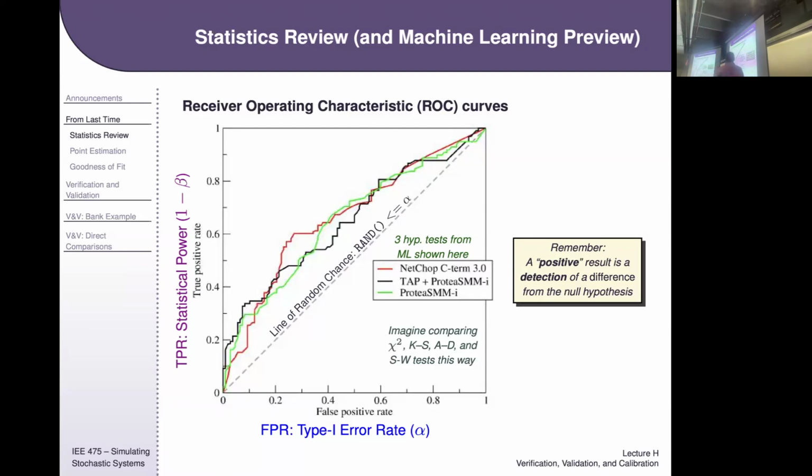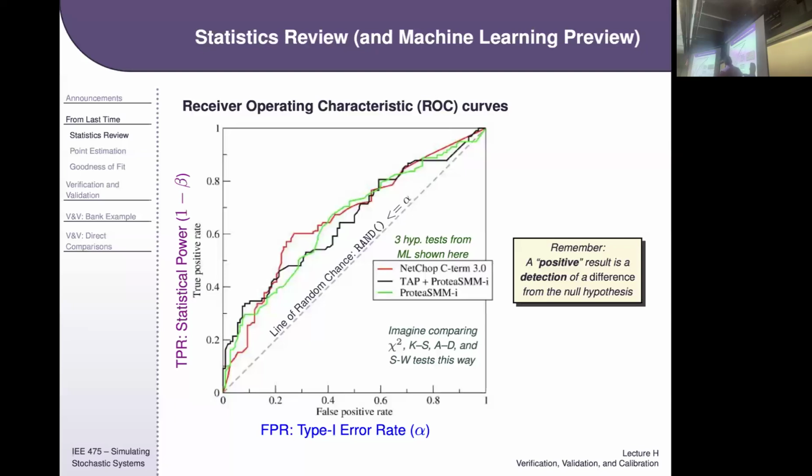And so they could measure people's type 1 error, their false positive rate. So how often did they say, oh, that's a ship, and it turns out it's not. And then they could measure their true positive rate. So how often when there was a ship did they actually get it right? So there's basically statistical power on one axis, and false positive rate on the other axis.